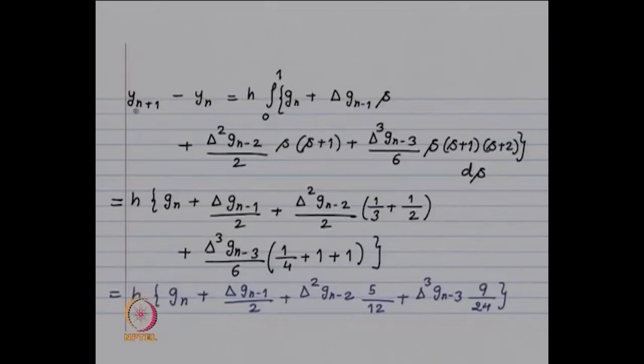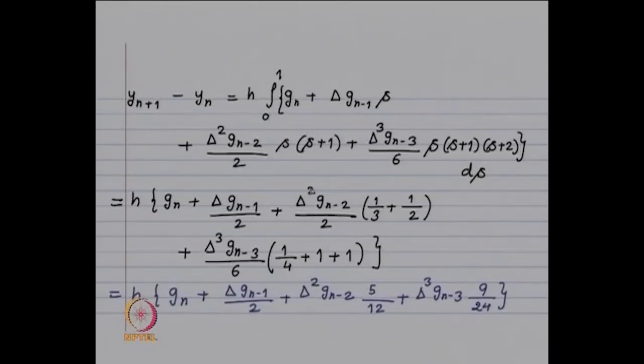And now, we have got y_{n+1} minus y_n equal to h, integral 0 to 1 of p3(s) ds. So, you substitute and now you integrate. So, you will have, first g_n, then delta g_{n-1}, integration of s will be s square by 2 between 0 to 1. So, that becomes delta g_{n-1} by 2, plus delta square g_{n-1} by 2, integration of s square will be s cube by 3 between 0 to 1.